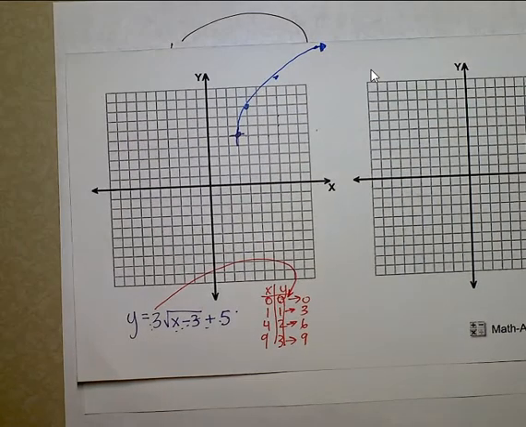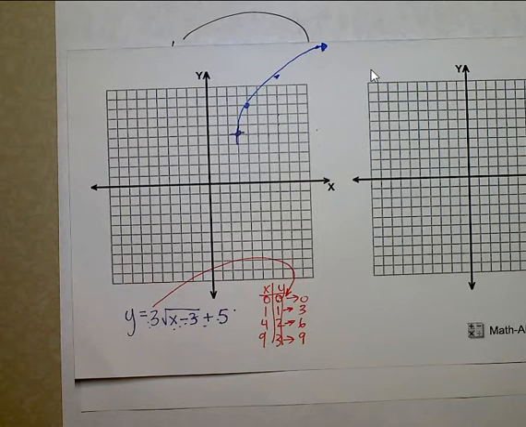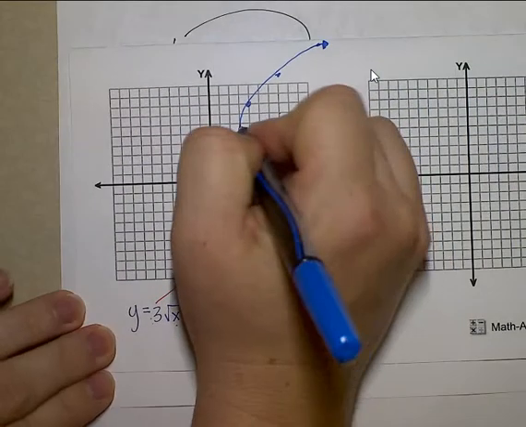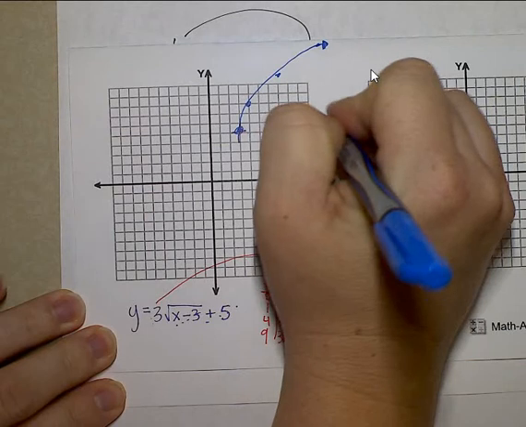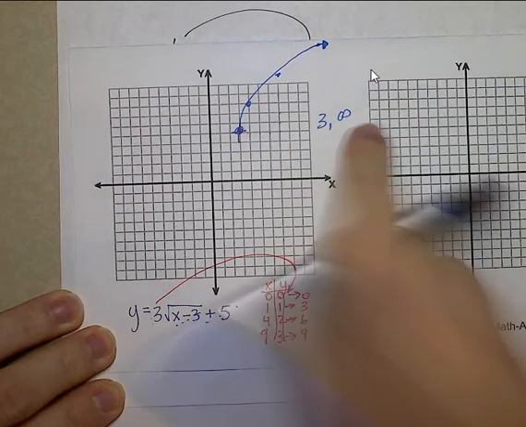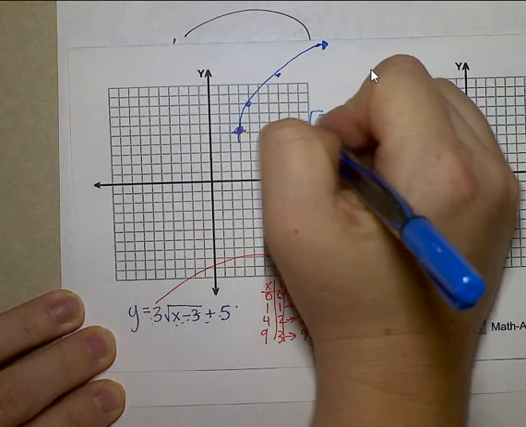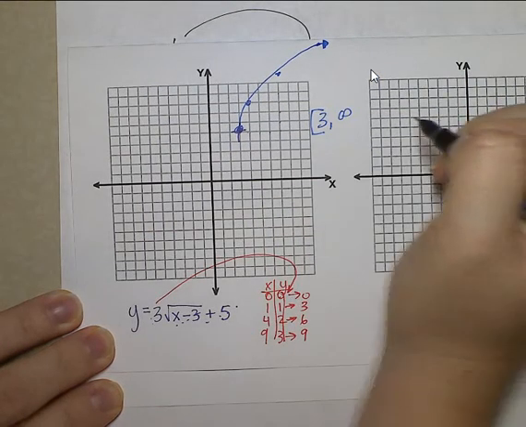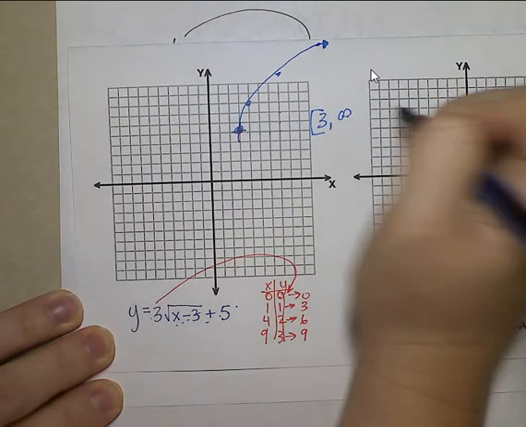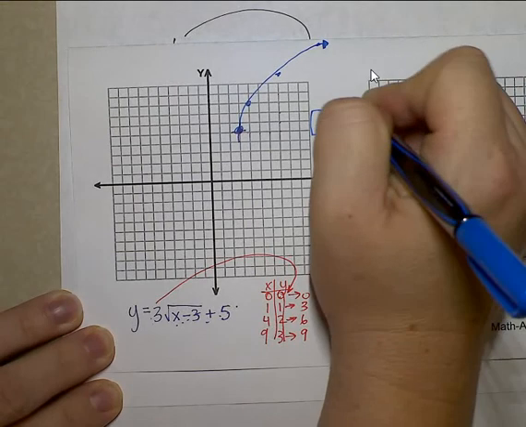Destiny, can you tell me what you believe the domain is for this function? You're right. And what type of symbols do I use on the 3? Nice. Why? Yeah, it's included. It's touching. And what about on the infinity? You're right. Okay. Let's go on to the next one.